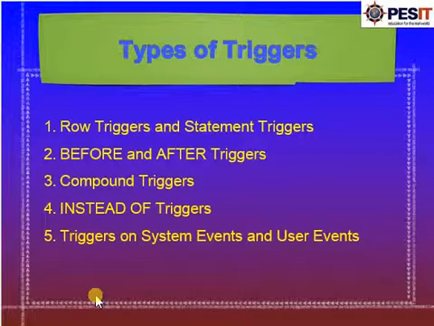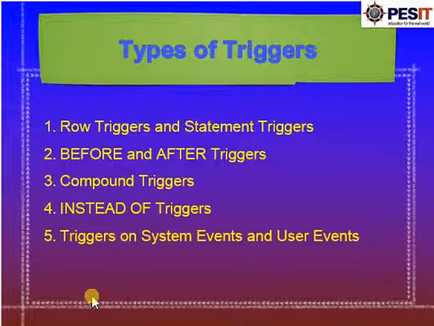The first we see is the row trigger, which is fired each time the table is affected by the triggering statement. For example, if an update statement updates multiple rows of a table, a row trigger is fired once for each row affected by the update statement. If a triggering statement affects no rows, a row trigger is not run.